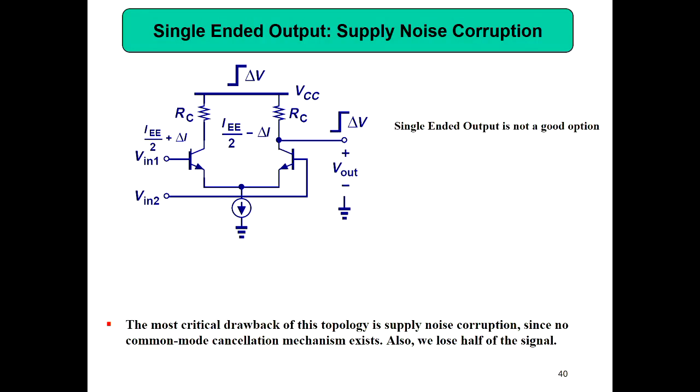Single-ended output, supply noise corruption. So if you are taking only one, what will happen is, this is IW, then this is IW by 2 plus delta I, and then this will become IW by 2 minus delta I if you are connecting a differential signal. Then if you are taking only single-ended output, the most critical drawback of this topology is supply noise corruption. So you don't get the effect of the differential amplifier because you are taking only one output like Vx or Vy. So these are single-ended. So that is not good.